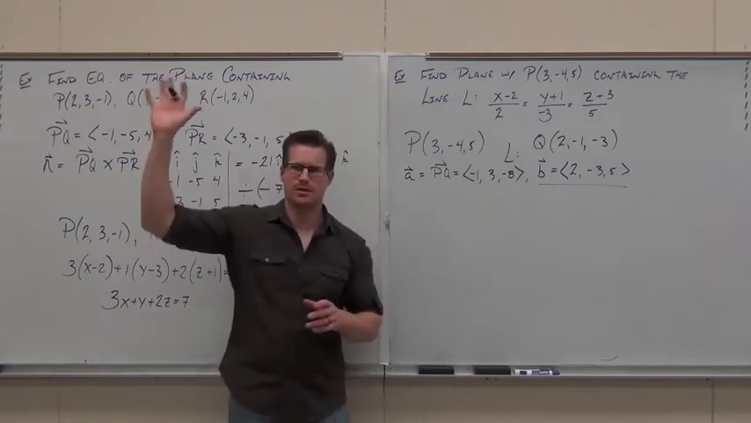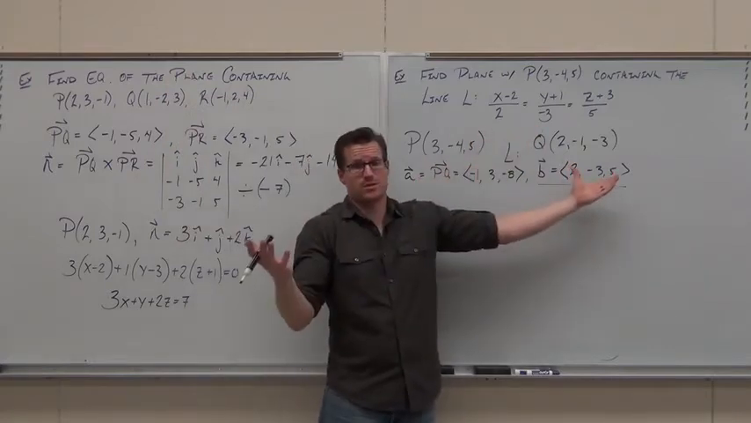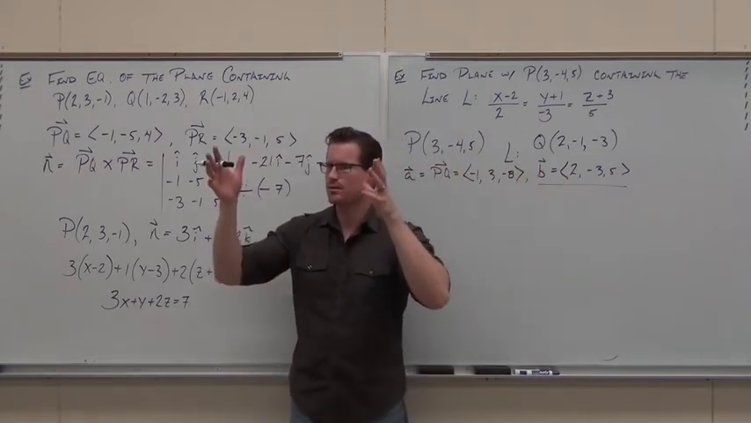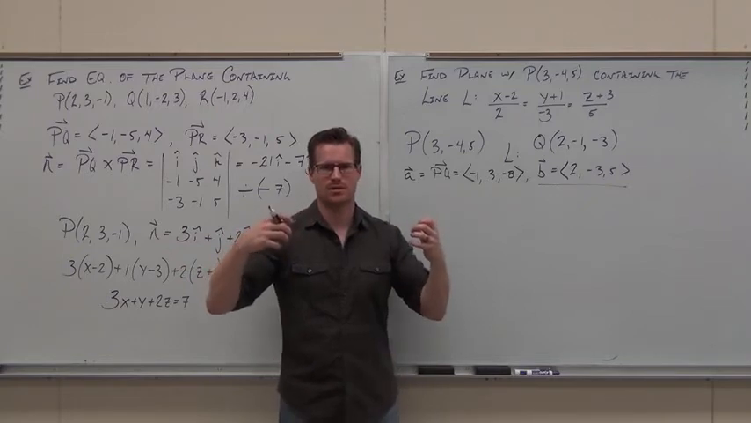-1, -3, -8, yes. I think. Cool. So if you feel okay with the thought process so far, we had a couple points. Find a vector. We were given a vector in the plane, no problem. Now I have two vectors that are in the plane. Are you still with me? Mm-hmm. What is your next step?